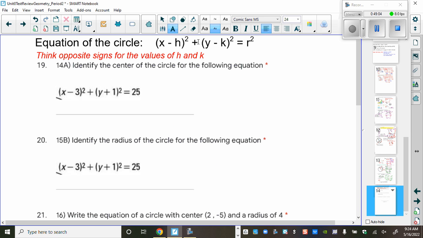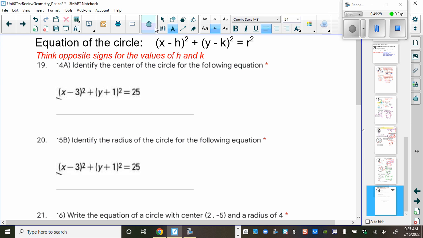All right. So what's going to happen is we're going to get the equation of a circle. It's going to be in this form. Or I'm going to give you a center and a radius, and you have to produce the equation of the circle. So opposite signs are going to be key.